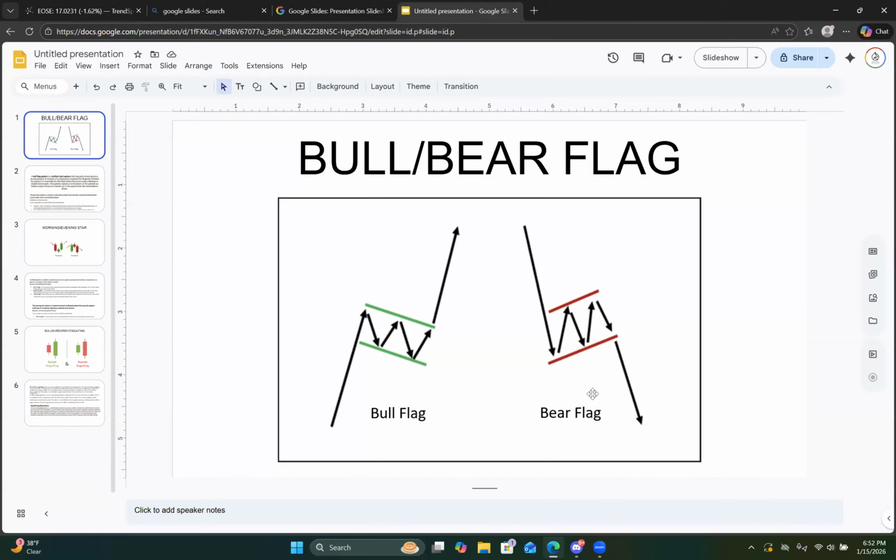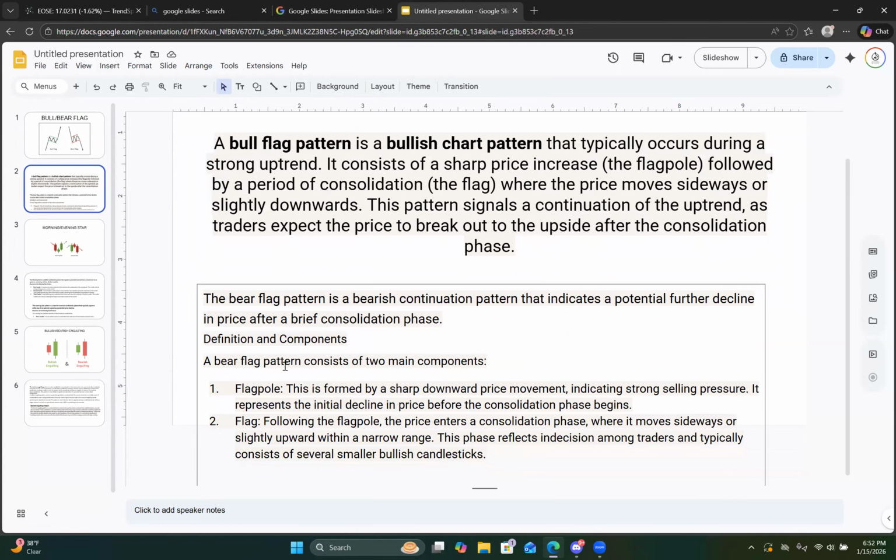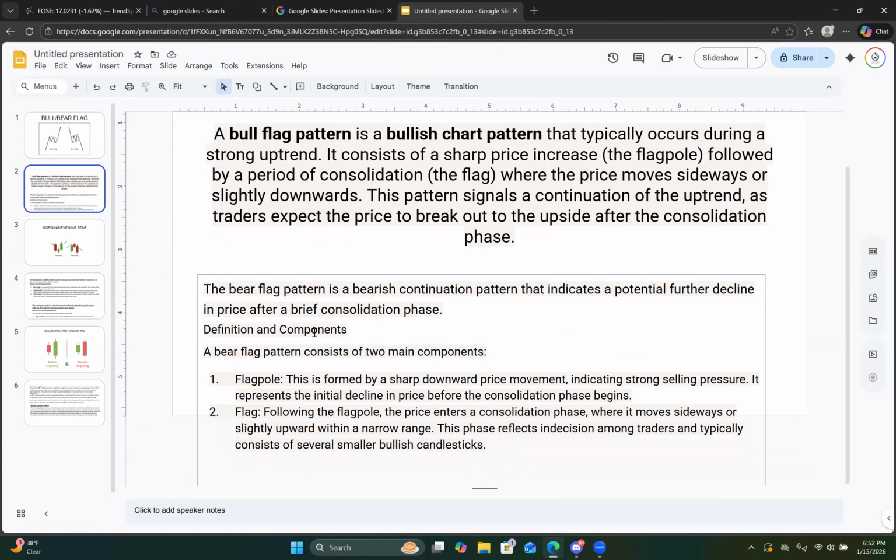Same pattern, just flipped, right? So we have the flagpole, we kind of push higher, and a lot of people can consider a bull or, sorry, bear flag. This is somewhere where they'll be looking for a bounce and it just continues lower, right? So this is something you definitely need to recognize because they'll be buying a bear flag pattern when they should be trying to take it to the downside.